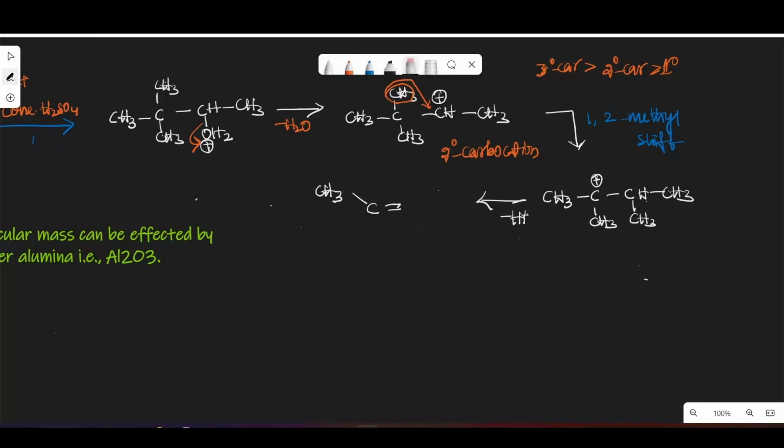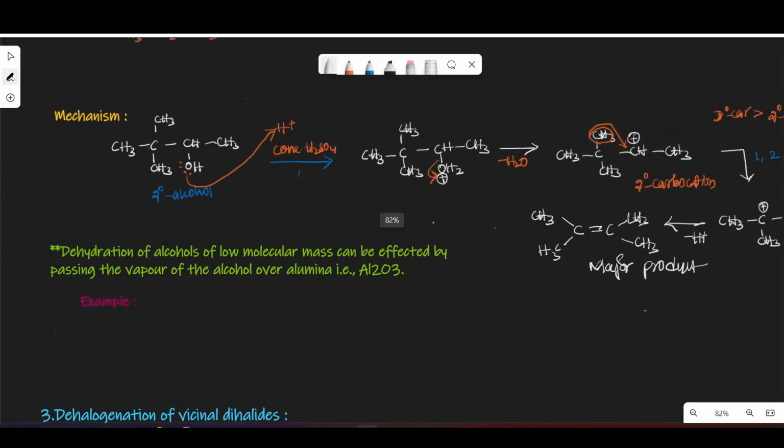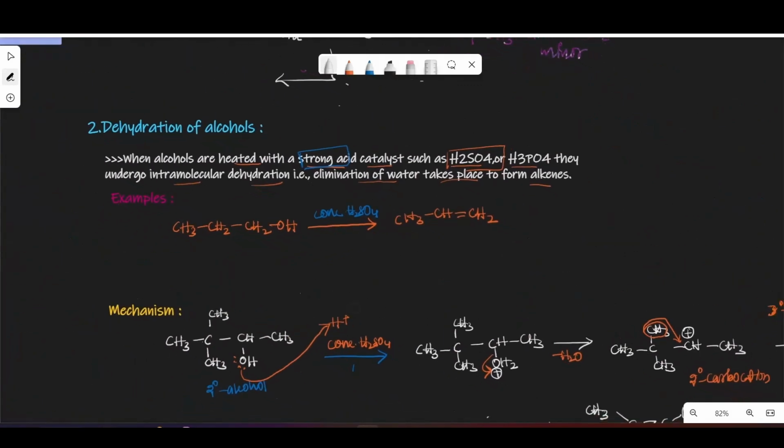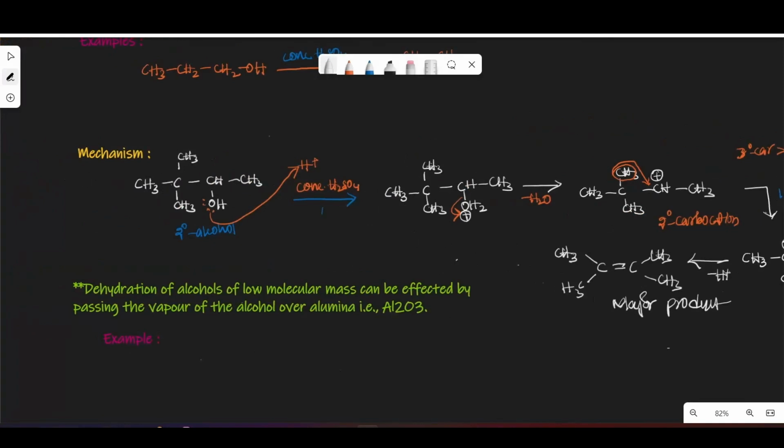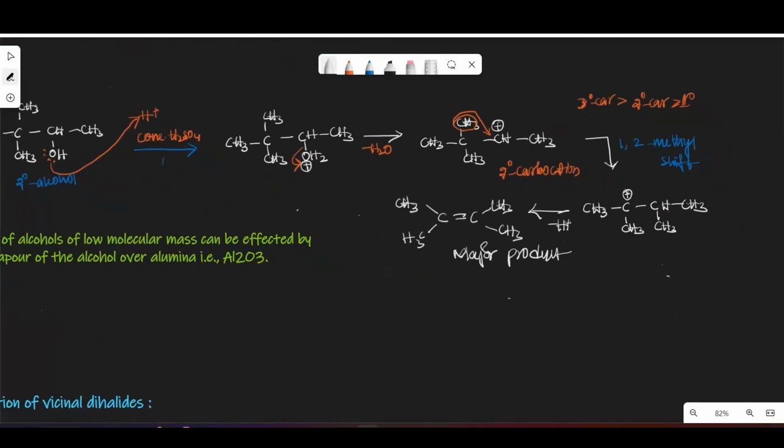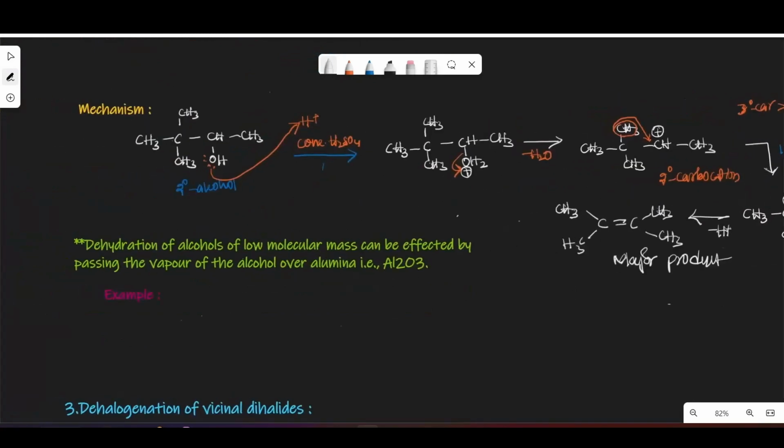CH3 here. For this carbon, we have two methyl groups. For this also, we have two methyl groups. This is the major product and stable. Here, one thing you should remember is that in this dehydration, there is a possibility of carbocation rearrangement. So you should remember this thing. Just practice this mechanism once, then you will get to know very easily.